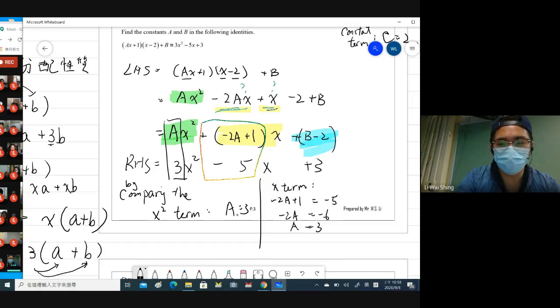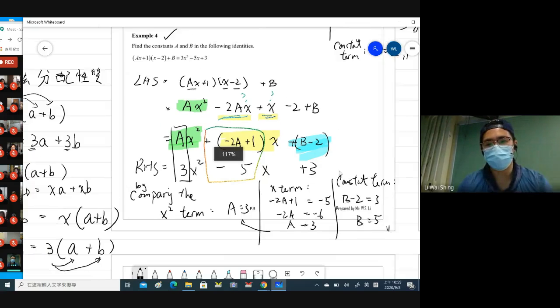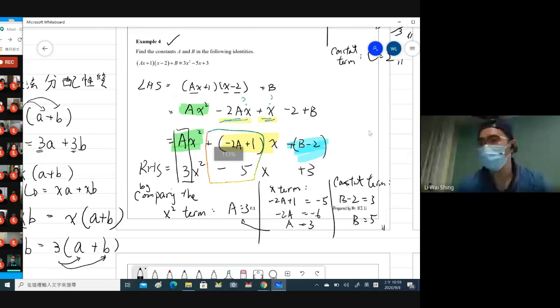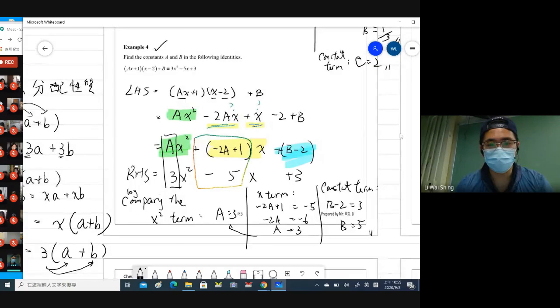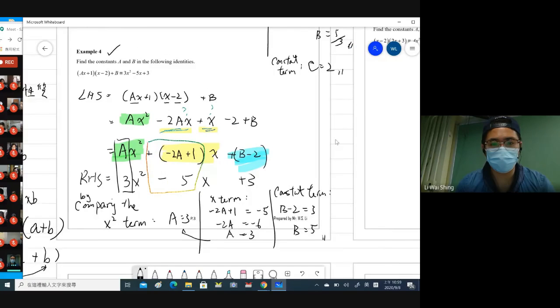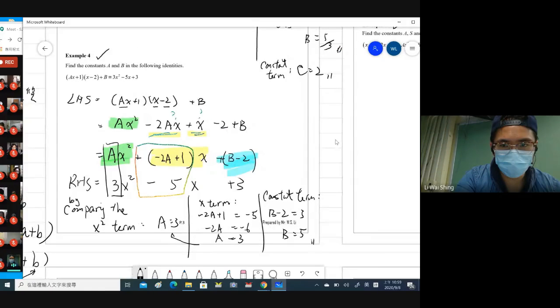So for the x term, you know that minus 2a equals minus 6, a equals 3. Oh, you find it already. So you're doing some useless thing. And then the last one, by comparing the constant term, you know that b minus 2 equals 3, b equals 5. Finish. Okay, so this is a pretty important example. You need to group the terms.